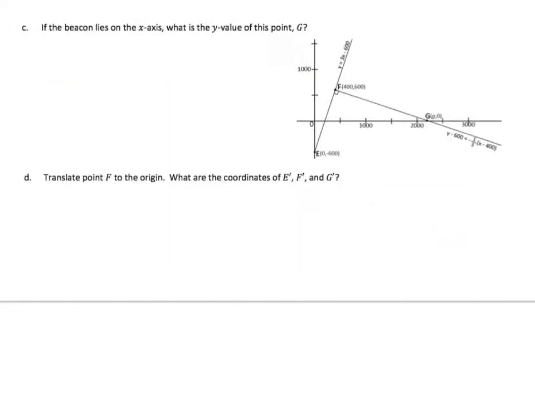If the beacon lies on the x-axis, what is the y value of this point G? This one takes a little bit of work, right? Oh no, it doesn't. If we're lying on the x-axis, what is the y value? Yes, the y value is in fact 0 because it's on the x-axis. Sorry, I got myself turned around. And it's right there, the y value.